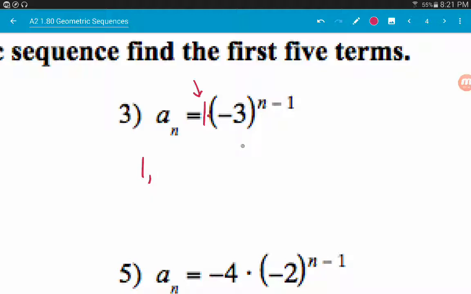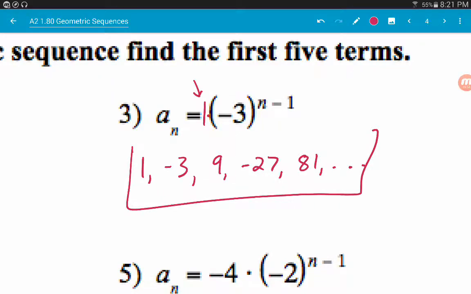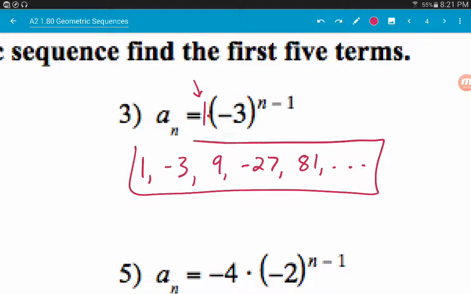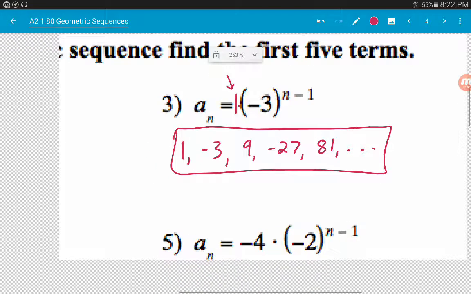What am I multiplying it by every time? Negative 3. So 1 times negative 3 is negative 3. Times negative 3 again gets me positive 9. Times negative 3 gets me negative 27. Times negative 3 gets me positive 81, and so on. And that can all be made a little bit simpler if you have a calculator on hand to do the multiplication.